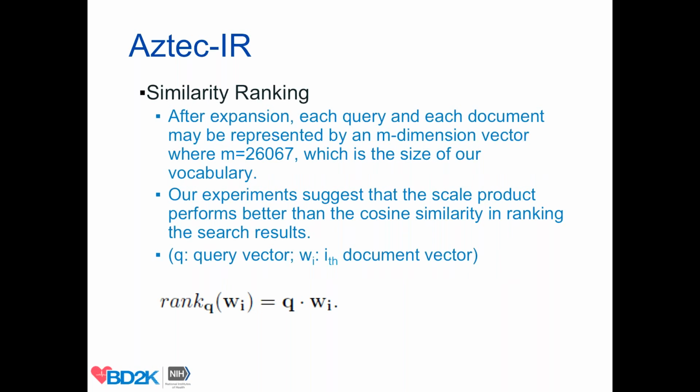After the expansion for the query and each document, we got an m-dimensional vector with m equal to 26,067, which is the size of our vocabulary. According to our experiments, we found the scalar product performed better than the cosine in evaluating the similarity. You can see the formula here. The rank equals Q multiplied by W_i, where Q is the query vector and W_i is the ith document vector. We just compute the inner product of these two vectors.